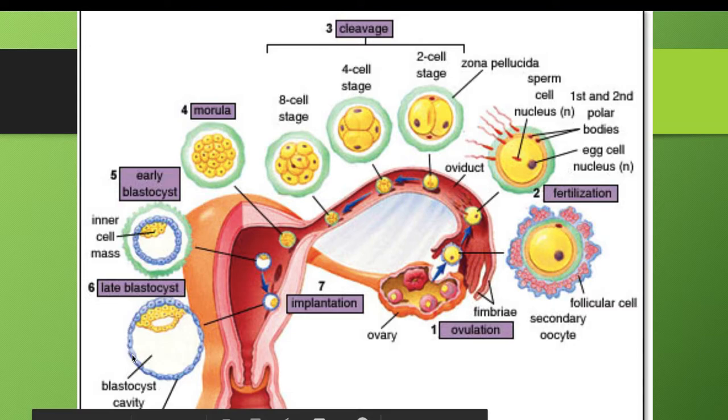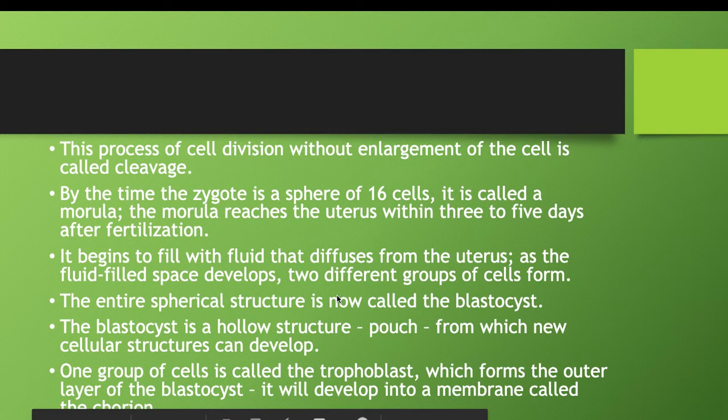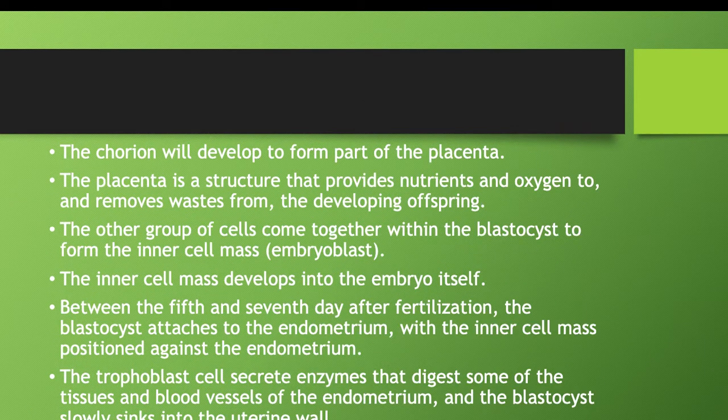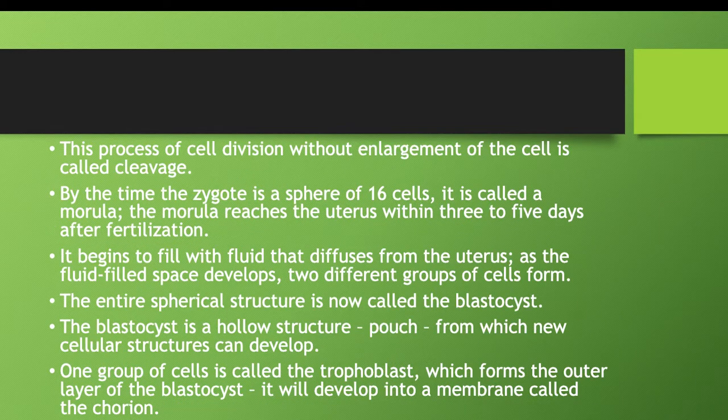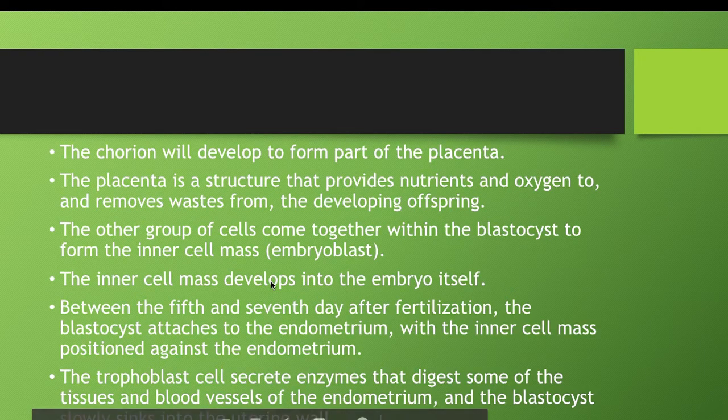Think of this as sort of like the pouch that's protecting you as you start to grow, sort of like you're inside of an egg. So that whole thing is now called a chorion, and the chorion will develop to form part of the placenta. The placenta is a structure that provides nutrients and oxygen to and removes waste from the developing fetus or offspring. The other group of cells come together within the blastocyst to form the inner cell mass called the embryoblast. The inner cell mass develops into the embryo itself.